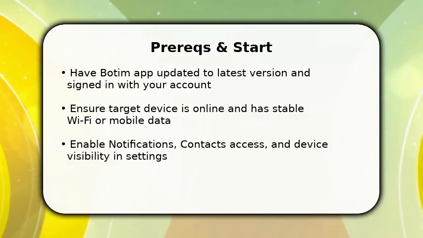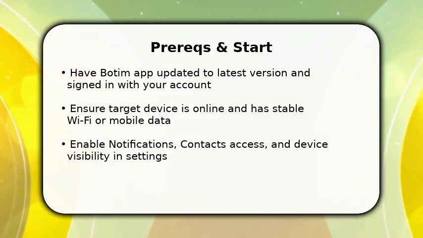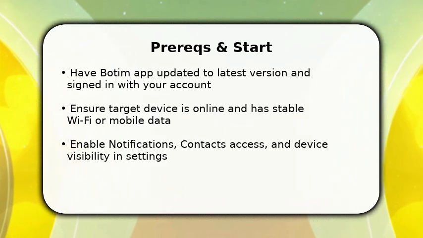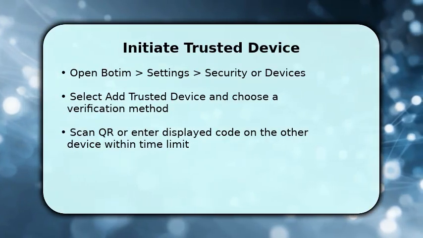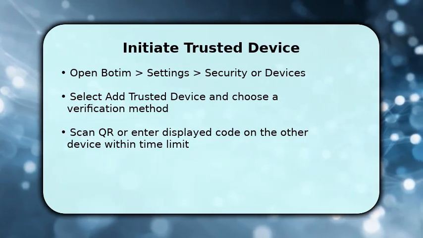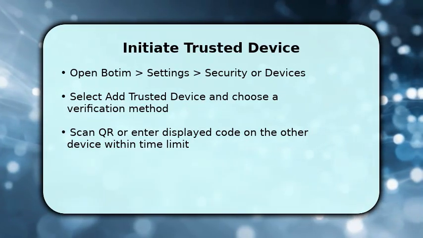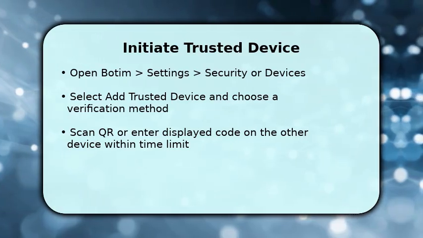Now you're ready to start the in-app trusted device process and initiate a secure link between devices. You now perform the core steps to add a trusted device. Open Botim, go to Settings, then Security or Devices, and tap Add Trusted Device. That starts the pairing sequence.